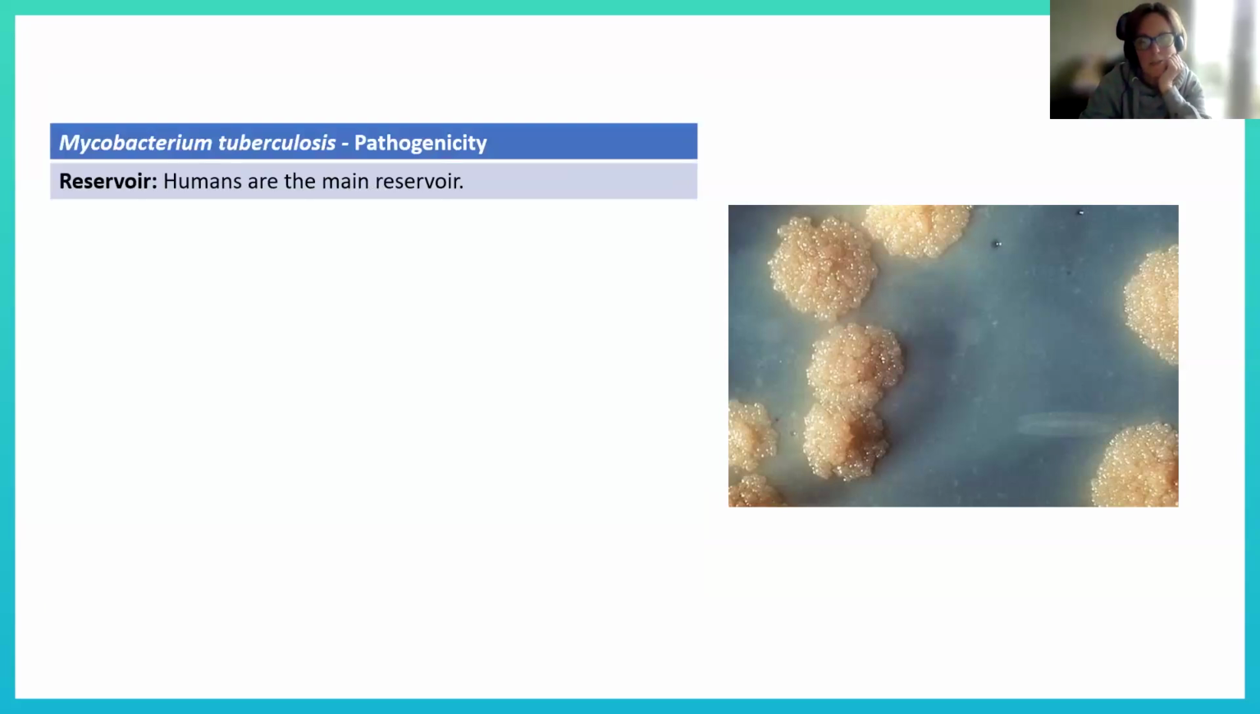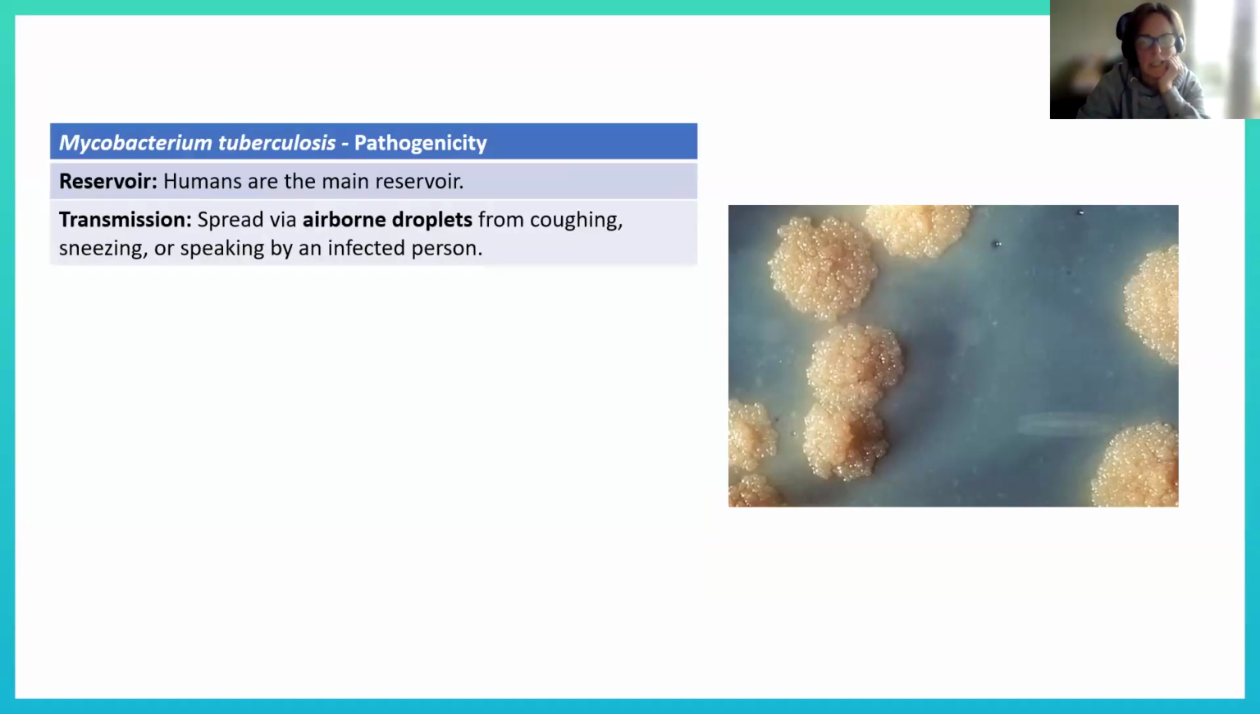Humans are the main reservoir of TB. So we're the main species, as far as we know, that carries it. But it is found in quite a lot of animals. It's found in cows, deer, badgers will carry it as well. And it's spread via coughing and sneezing from an infected person.